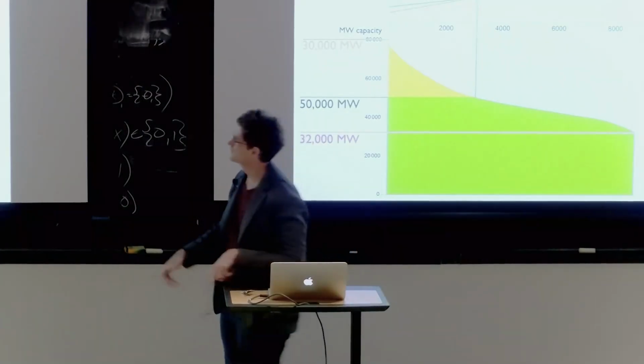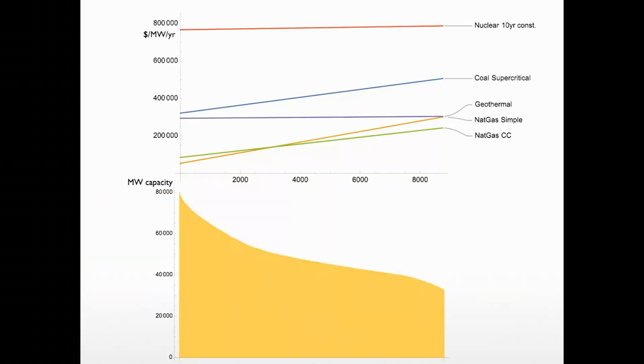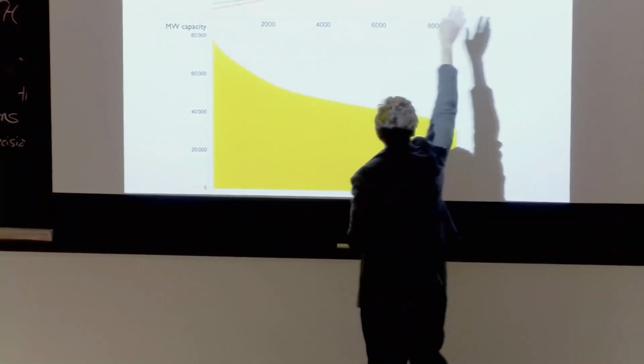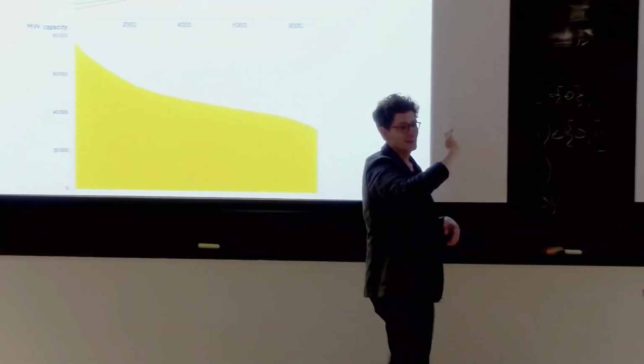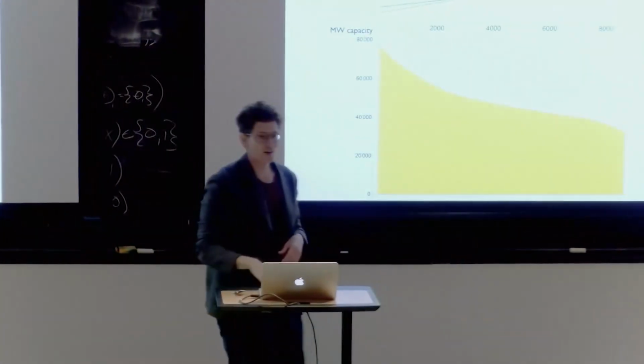And the reason is that it has a very high intercept over here. Hold on. There's nuclear. The reason it has a very high intercept over here. Now, this is nuclear with 10-year construction. This is not the EIA predicted nuclear, right? But you can see how it kind of operates.